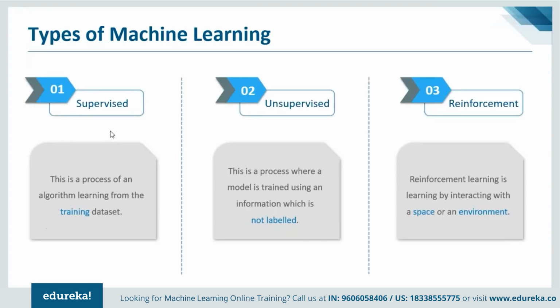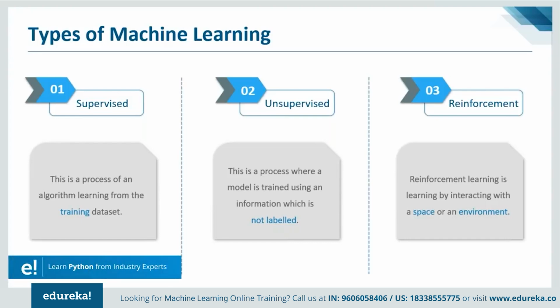So first is supervised learning. Supervised learning is a process of an algorithm which is learning from the training data set. Or you can think of it as a teacher supervising the learning process, where you know the correct answer, but the algorithm iteratively keeps predicting on the training data and is corrected by the teacher. So this learning stops whenever the algorithm achieves an acceptable level of performance.